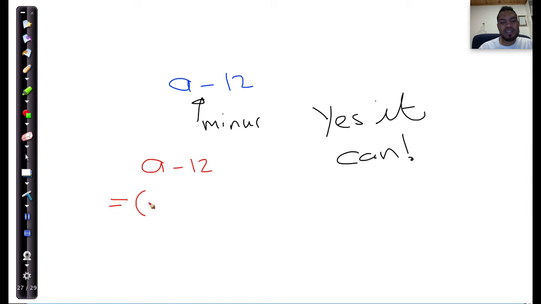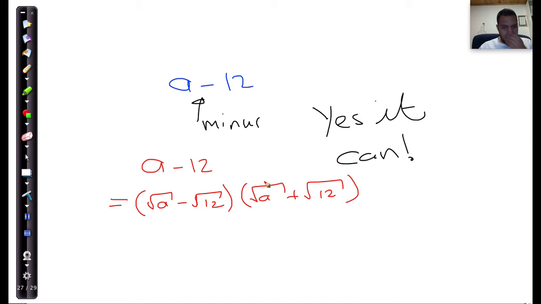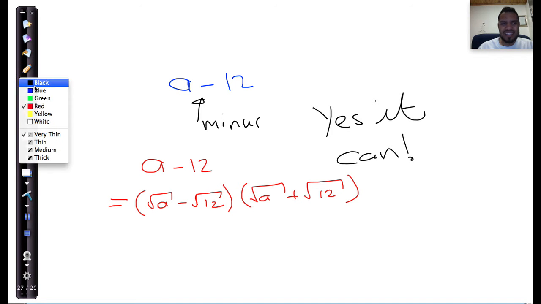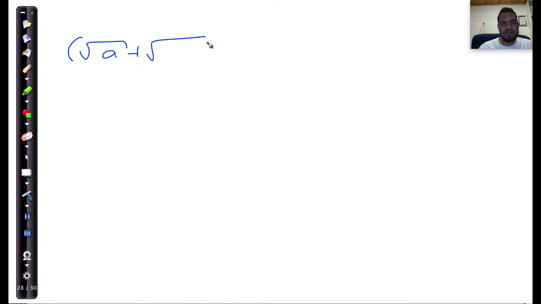That factorizes into the square root of the first term, which is a, minus the square root of the second term, which is 12, multiplied by the square root of a plus the square root of 12. And if you're not convinced that this is true, you can multiply it out and test and determine whether it is true. So that's root a minus root 12, root a plus root 12, and let's see what that multiplies out to. And this is really a difference of squares, which makes it quite easy to understand and to work with.